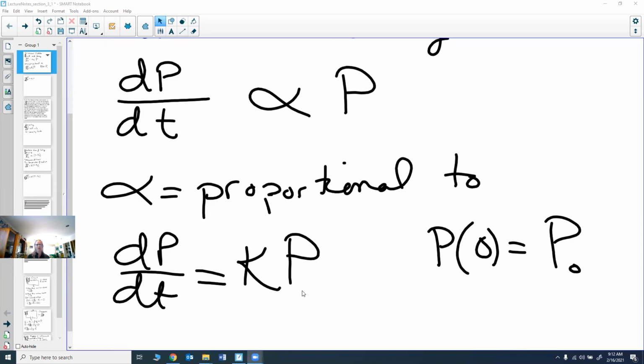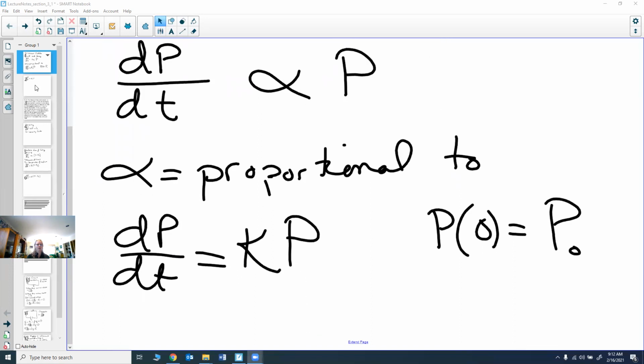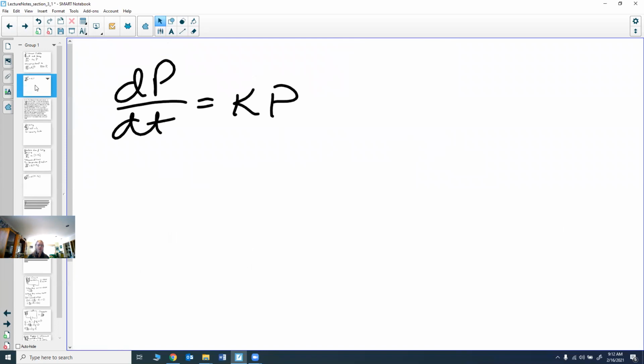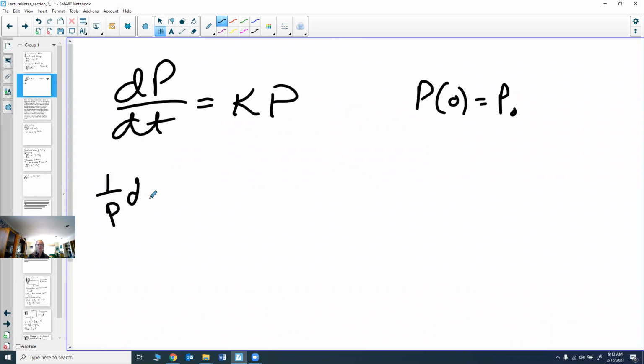And we can solve this differential equation. So let's see how we solve this. dP/dt equals kP is our differential equation, and again we also have the initial condition P of 0 equals P0. Let's talk about how we solve this. One of the things we're going to notice is that it is in fact separable. So 1 over P dP is equal to k dt, and then you just take the integral of both sides.